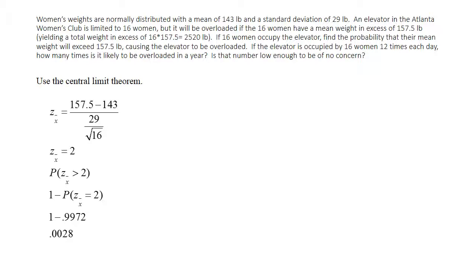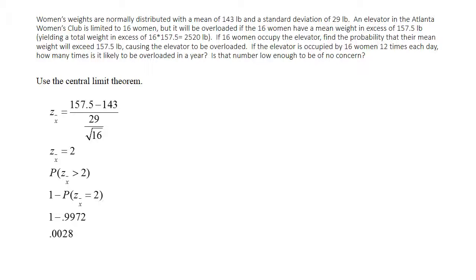To answer the first part of the question, we're finding the probability that x is greater than 157.5. First, using the central limit theorem, convert to a z-score. Our z-score equals (157.5 minus 143) divided by (29 divided by the square root of 16). The z-score is 2. So we're trying to find the probability that our z-score is greater than 2.